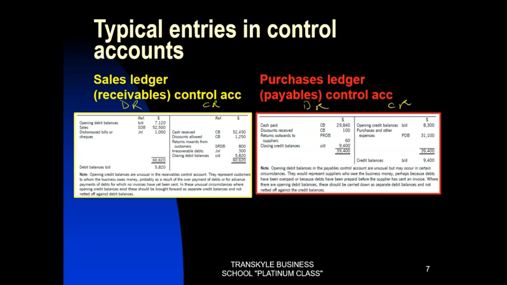This is why I say that by the end of the day, accountants have to draw up a trial balance to ensure that the debit and the credit balances. So for example, let's look at the sales ledger. The opening balance of the receivable control account. Remember, the receivable control account is also called the sales ledger control account. Receivables are credit sales, so this is why it is called sales ledger control account.